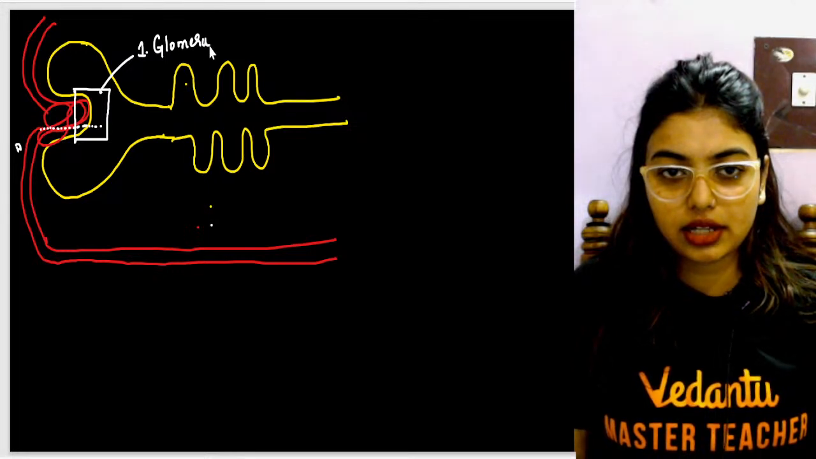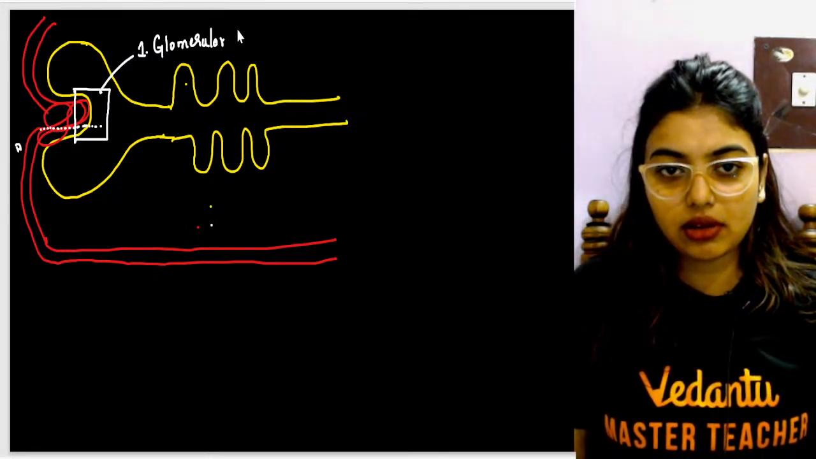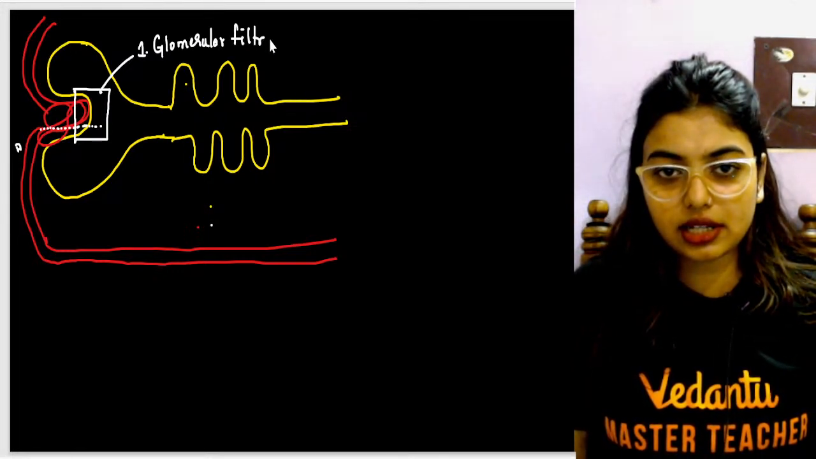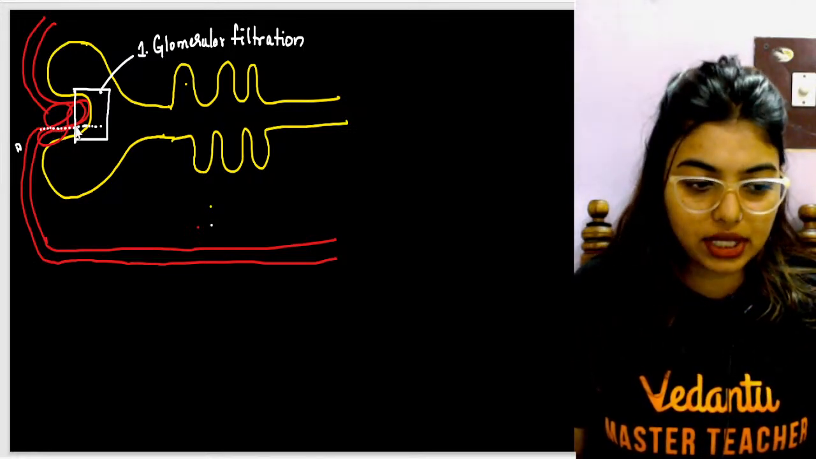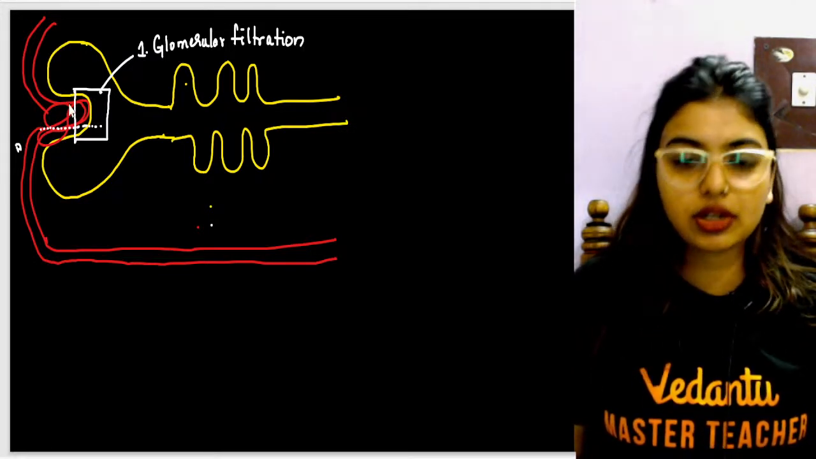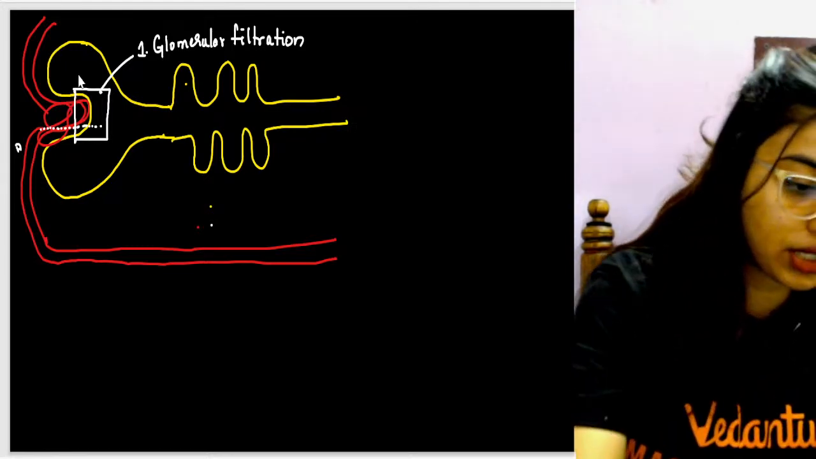Got it? Yes or no? All of you in the chat, tell me, did you understand this? Glomerular filtration happens when the blood is passing through the glomerulus to the Bowman's capsule. Okay. Second thing, all of you mark your attendance as well.